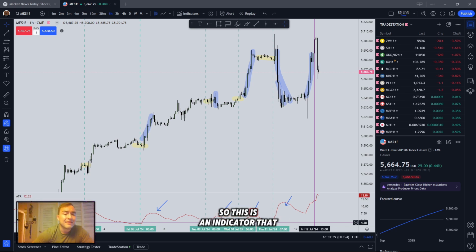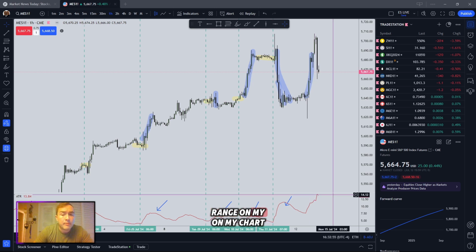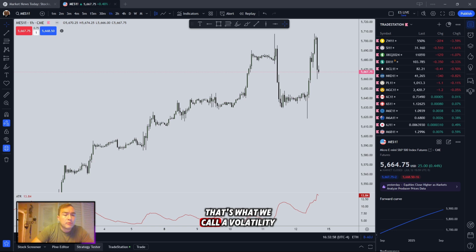So this is an indicator that does not tell you where price is going to go. It just tells you on average how much price has been moving over that time frame, in this example, an hour. So it's something that I have on my charts at all times. I always have the average true range on my chart. Okay, guys, that's what we call a volatility indicator.